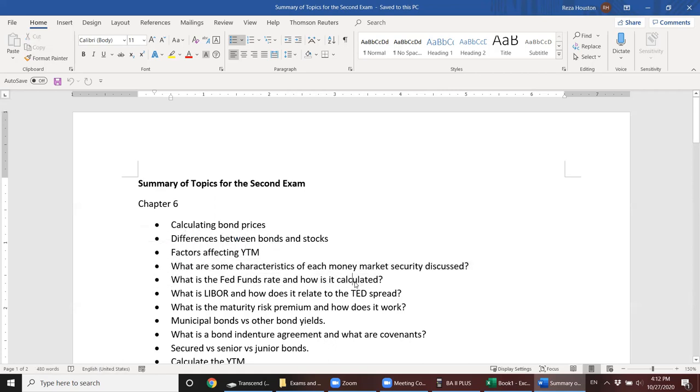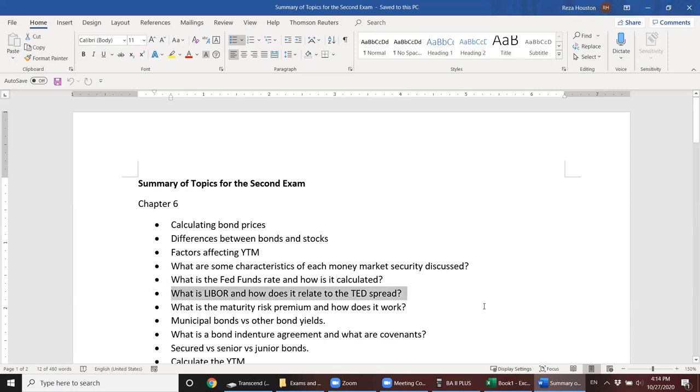Next, what is the Fed funds rate and how is it calculated? The Fed funds rate is the rate that banks borrow from each other and the Fed overnight. So it represents the lowest interest rate in the US economy. There are two types of Fed rates: the effective, and then the target Fed funds rate. The target Fed funds rate is set by the Federal Reserve Board. Every time it meets, it'll determine what the ideal rate that banks should be borrowing at is. Then to adjust the Fed funds rate, the Fed will buy bonds, usually treasury securities, or they'll sell treasury securities to influence the Fed funds rate upward or downward. I believe I showed you that chart several times in class, so you might want to review that.